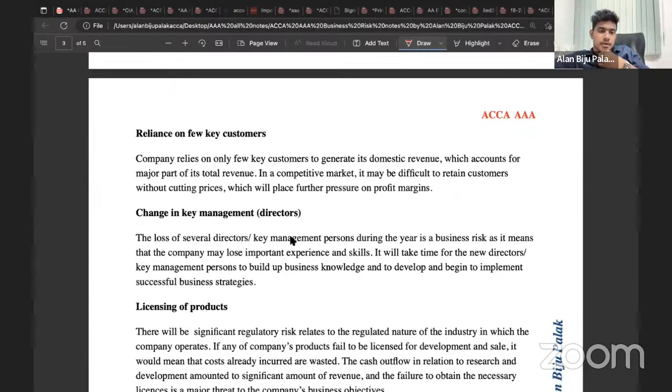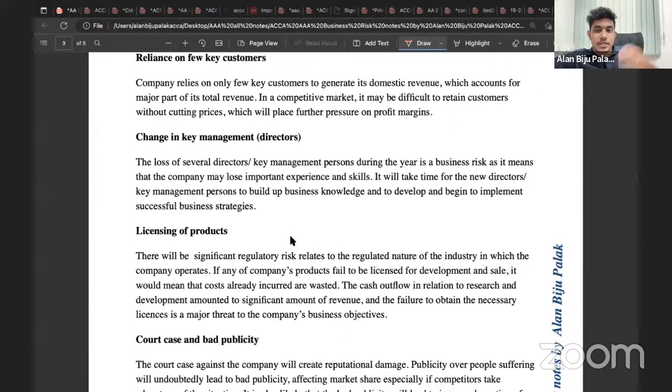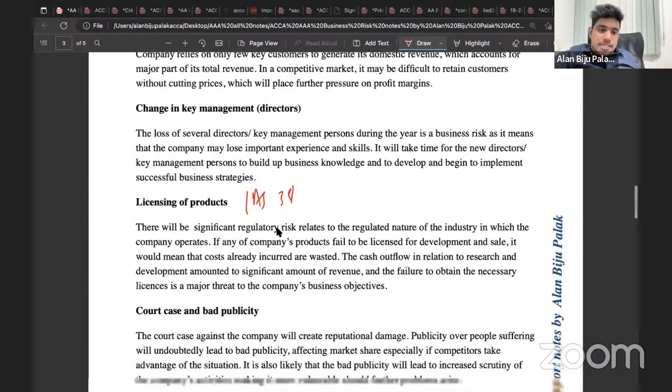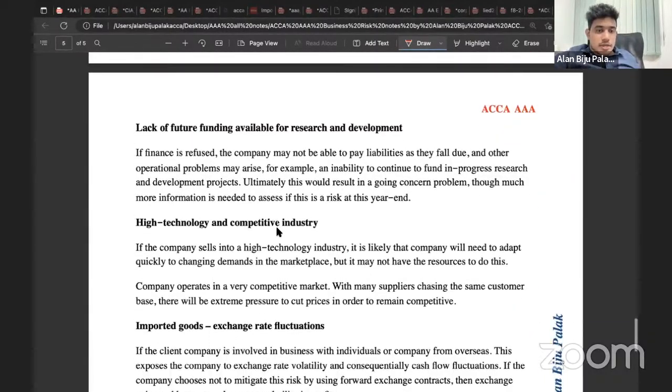Okay. And when there is licensing of product, if there is something mentioned in the scenario that affects the licensing of product, what will be the related risk there? IAS 38, because if the company has not received a license for the product, it will not meet the criteria for capitalization. Therefore, the expenses have to be treated as revenue expenditure instead of capitalization as an intangible asset. The same risk will also be applicable when it is mentioned that there is a lack of future funding available for research and development, because it's a lack of resources available to complete the research and development process. So it will also not meet the criteria relating to IAS 38.